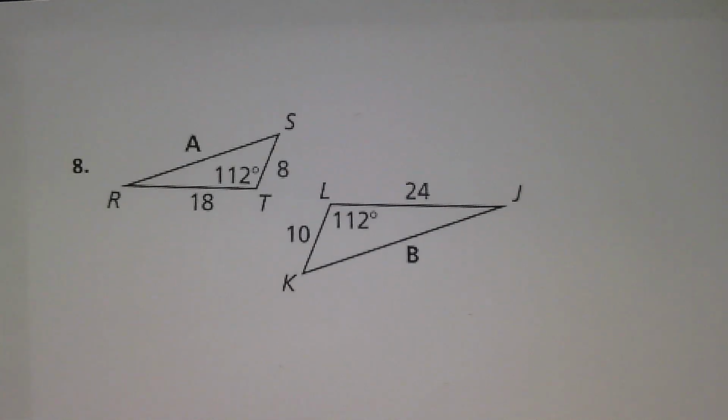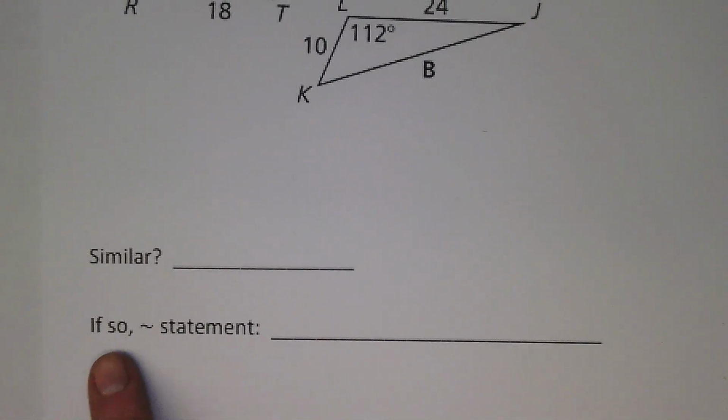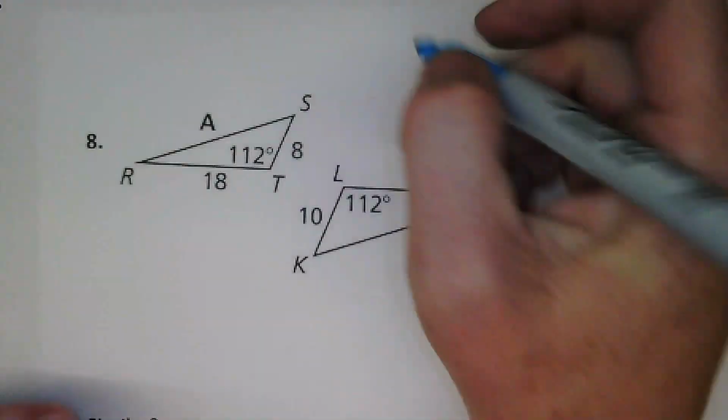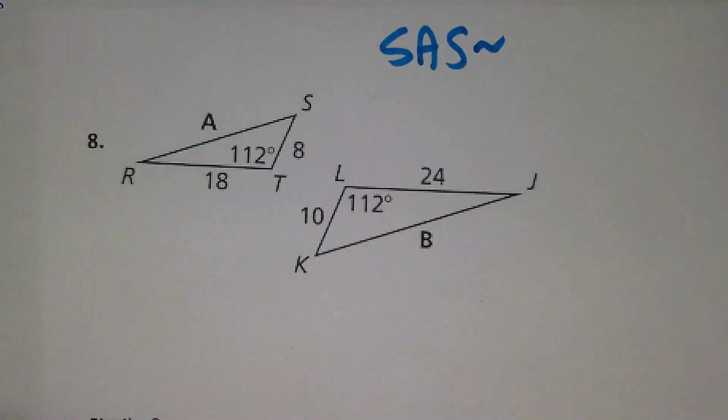Okay, we are looking at this little set of two triangles, and we're going to be asked, are they similar? And if so, what is the similarity statement? Based on what I'm seeing here, I know we're going to be testing for side similarity. So we'll be testing using this. Now, how do I know that?